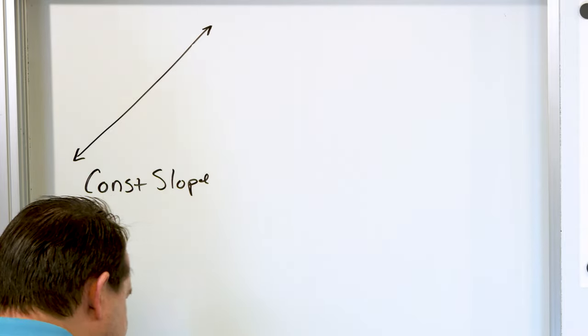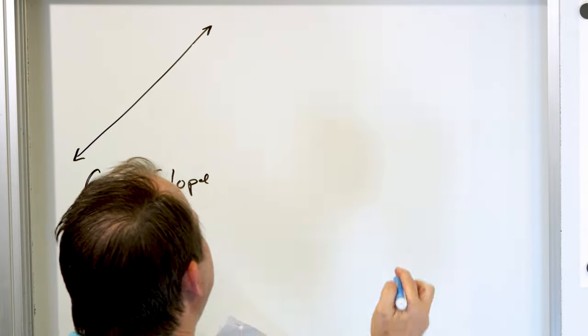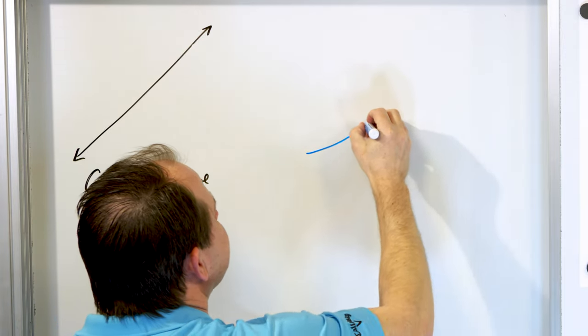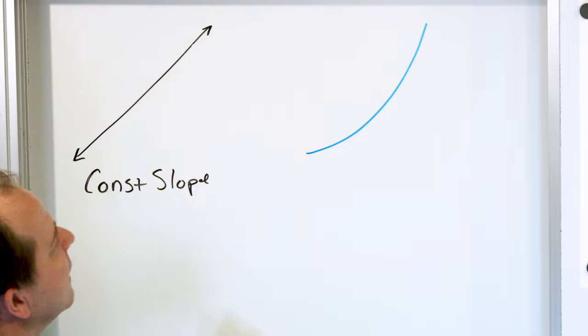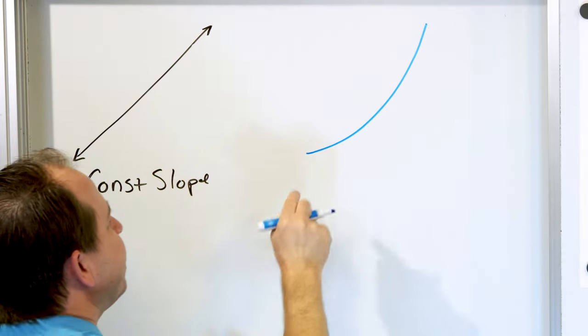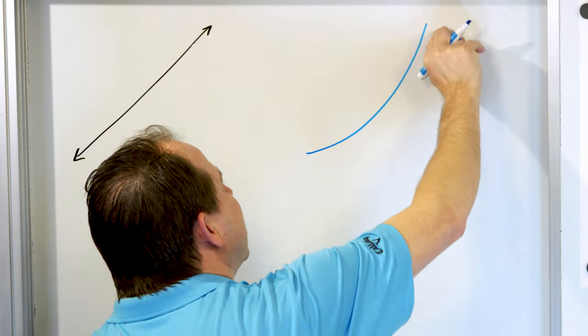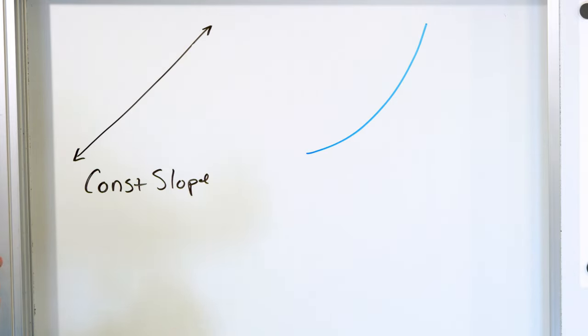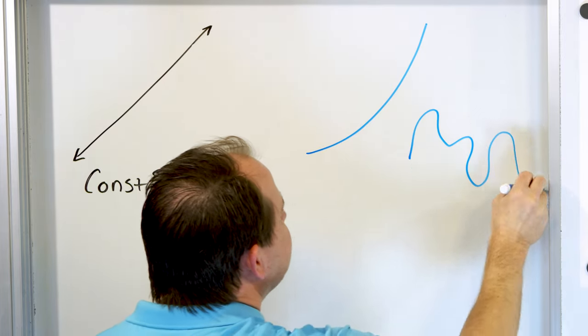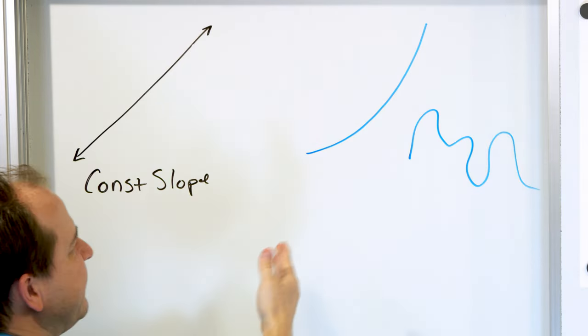But we can take all kinds of other interesting paths that are obviously not lines. What about something like this? Very famous path. This is part of a parabola. We'll talk about parabolas later. But obviously, this thing does not have the same slope at all these different positions. What about other weird shapes, like something that goes up and then down and then around like this? Obviously, these things are not lines.